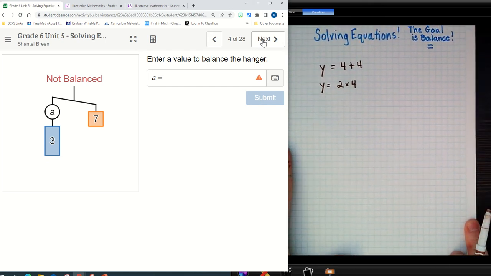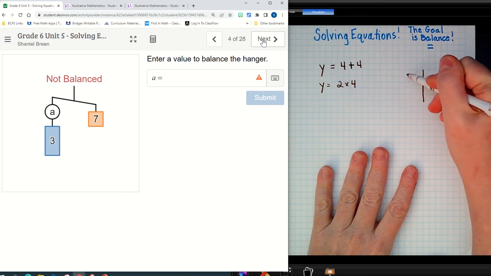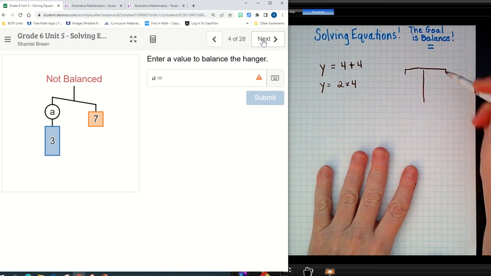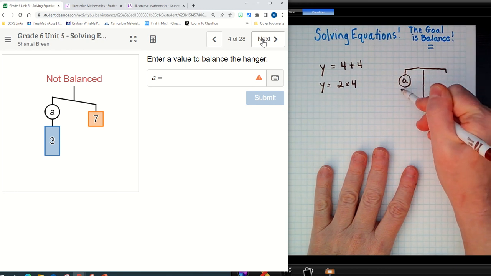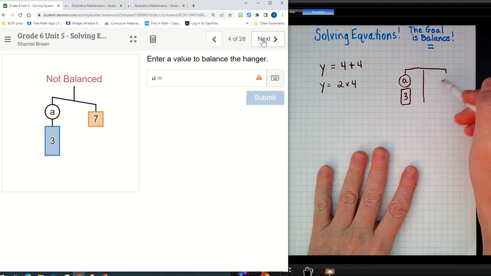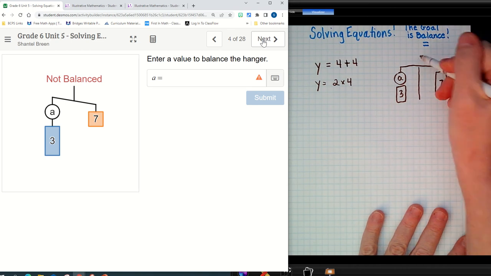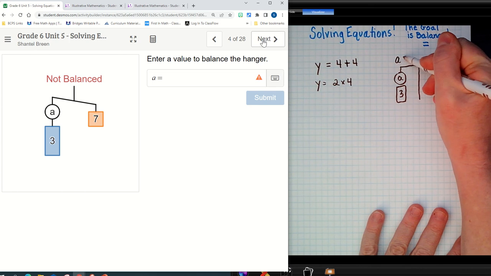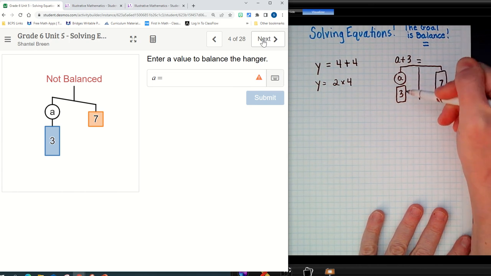For those of you who are pretty good with number sense, you can probably figure this out, but I'm just going to replicate it on my paper here. I know I have an A, and I know I have a 3, and on this side I have a 7. So what I would get into the habit of doing is writing an equation for your picture. We know this is the equal sign, and on one side we have A and a 3. This is not A times 3, this is A plus 3. I have one A and I have one 3, and on this side I have 7.